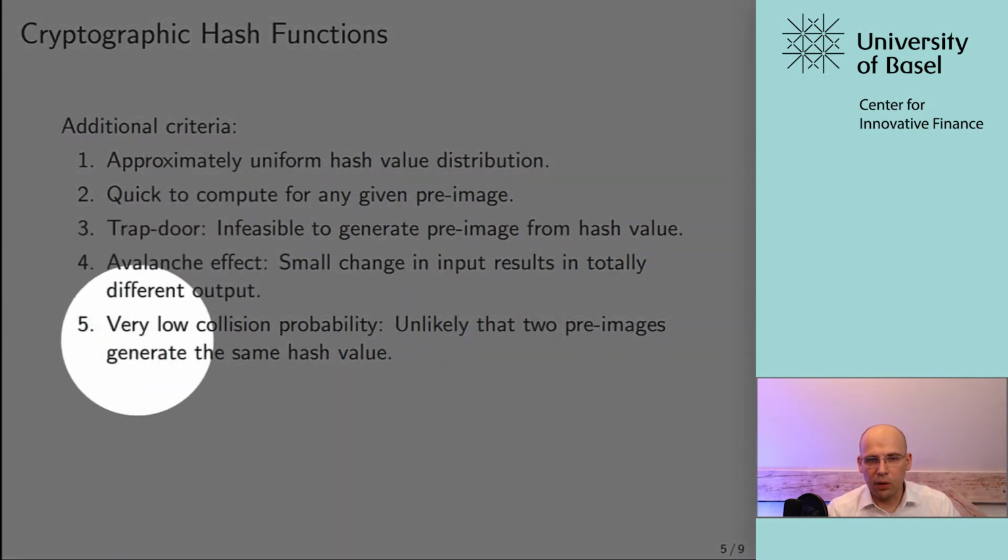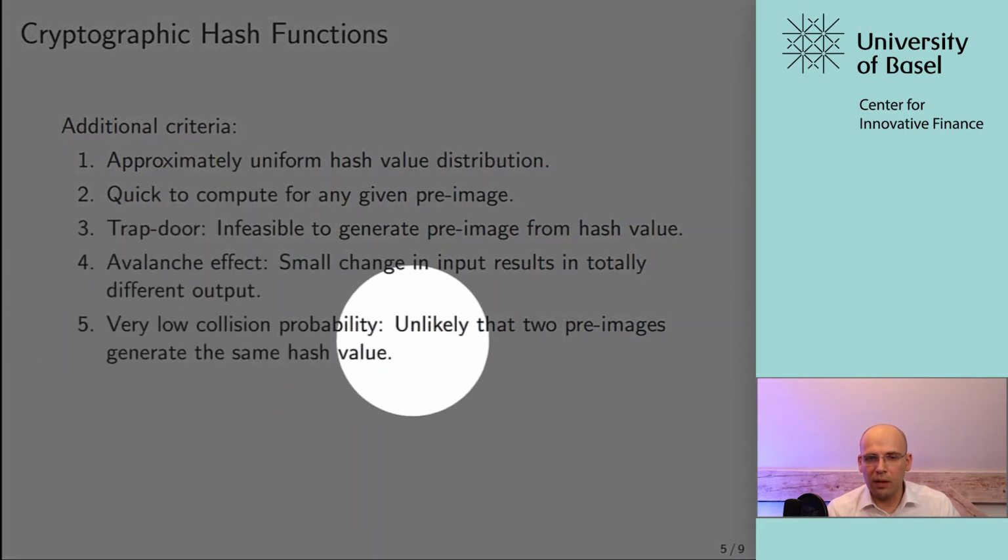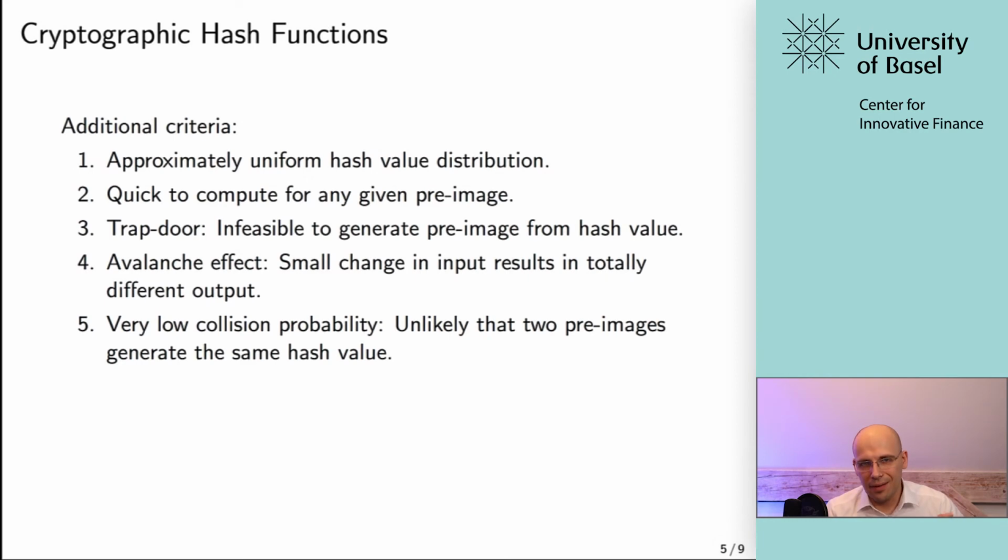And then last but not least, a very low collision probability. It should be infeasible to find two distinct pre-images that result in the same hash value. So the potential solution space must be large enough that this cannot happen. In theory it can always happen, but you cannot force it to happen, and you shouldn't be able to feasibly find one of these collisions. That's really important for cryptographic hash values.